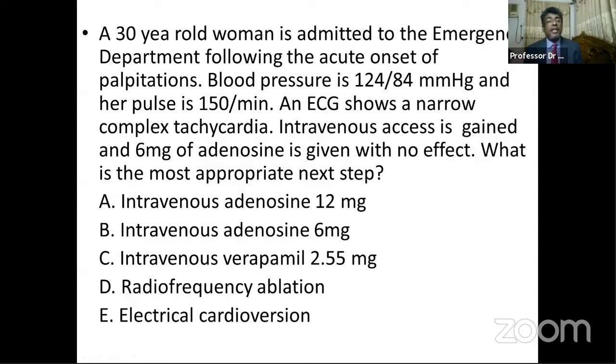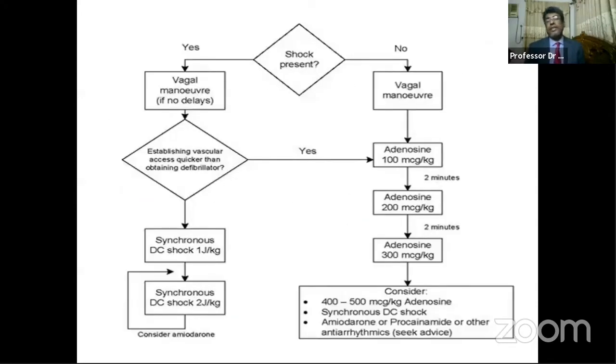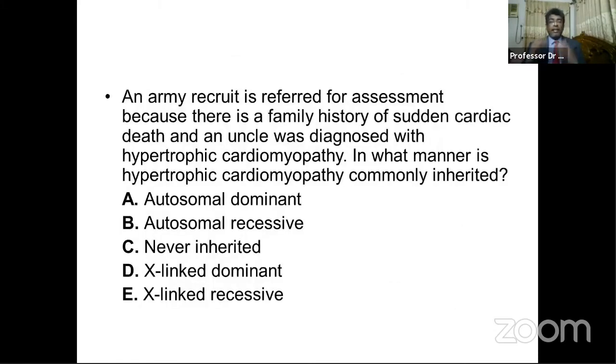in the first attempt, IV adenosine 6 milligram was given, and this first attempt has failed. So intravenous adenosine 12 milligram should be given for the second attempt. So IV adenosine 12 milligram, that is double the dose, should be given. So this is the answer here.